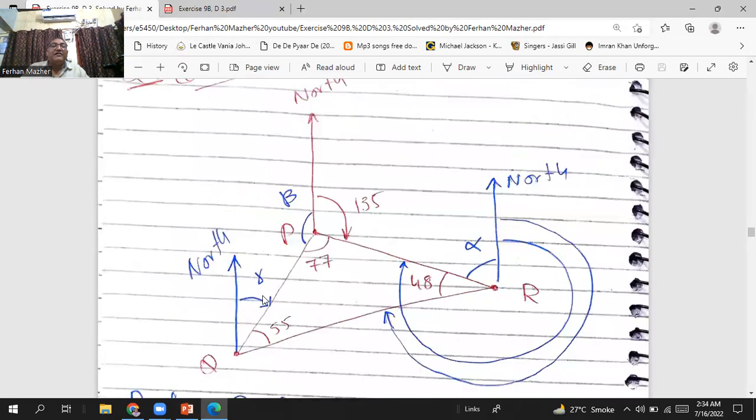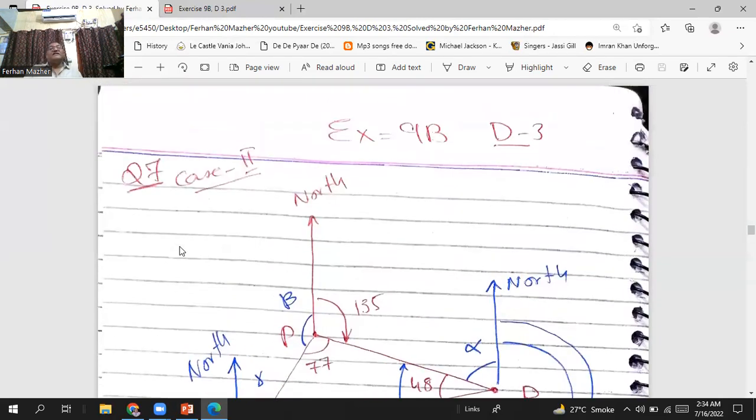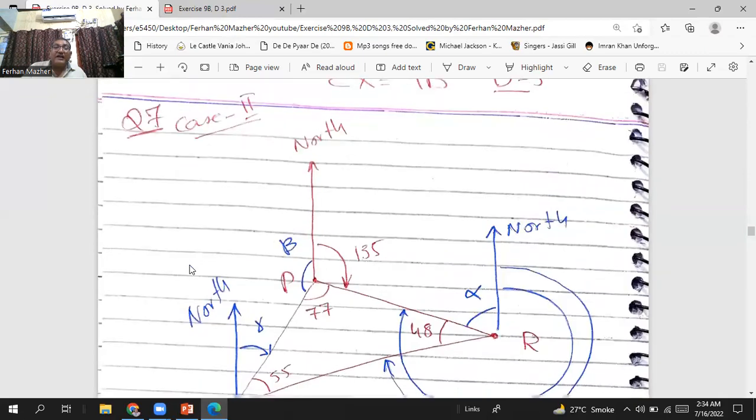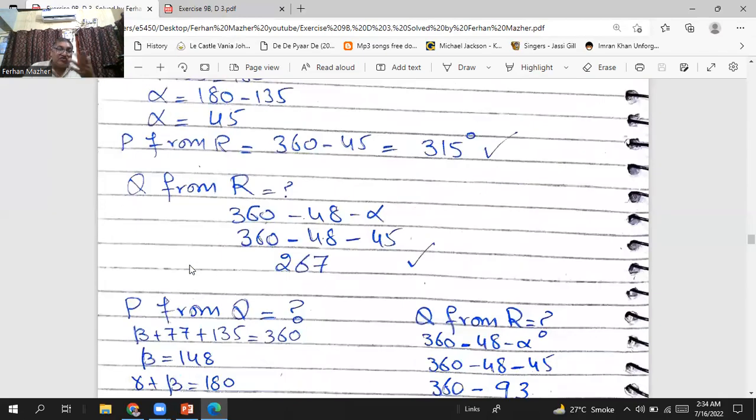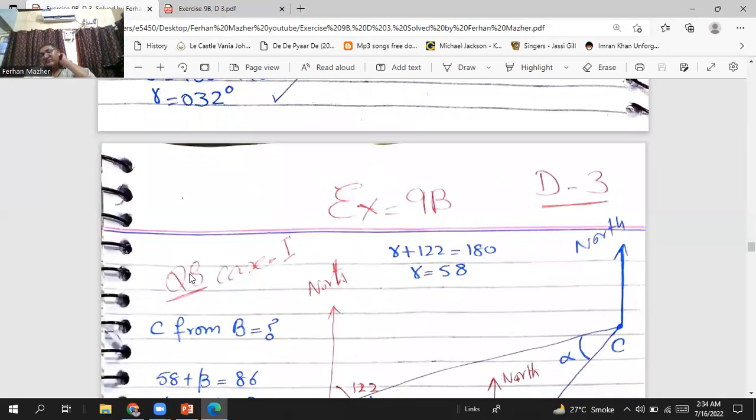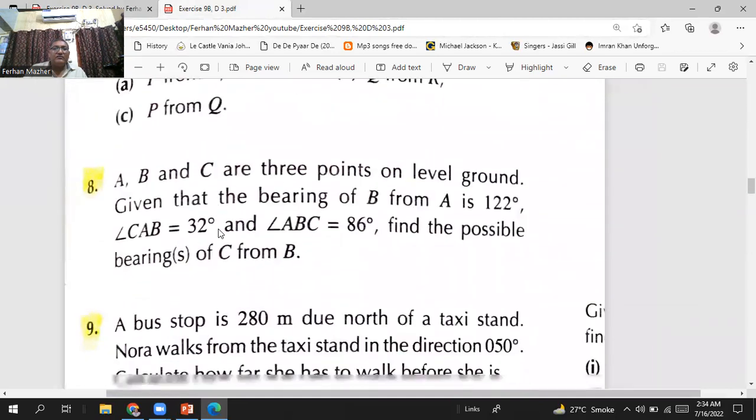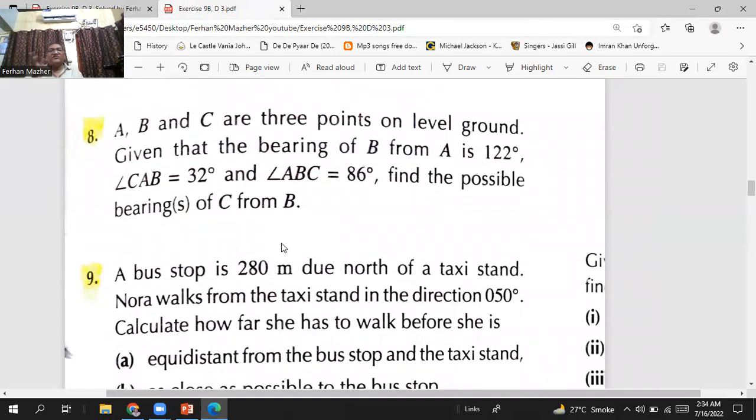So this angle is the bearing of the P from the Q. The P from the Q means on the Q you draw the north, and from that north you go clockwise to the QP line. So that angle is the bearing of the P from the Q. So my dear students, this is the second case which can be made. The diagram can be made from the data which was given in the question number 7. I hope you understand this video and this question. So in the question number 7, we can make two cases from this given data.